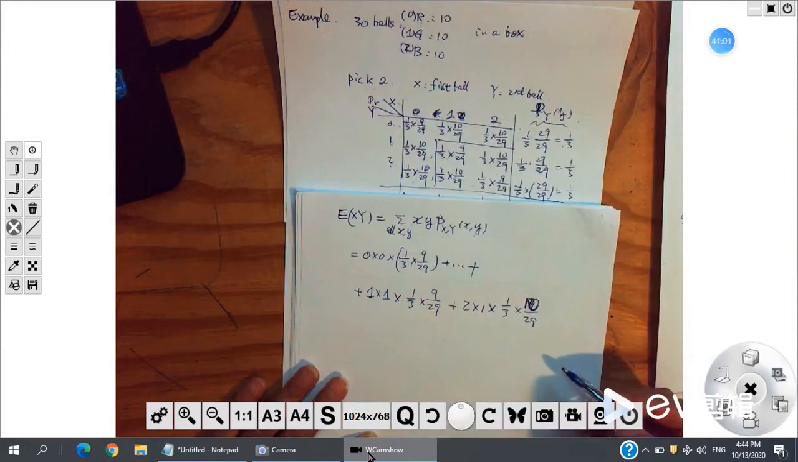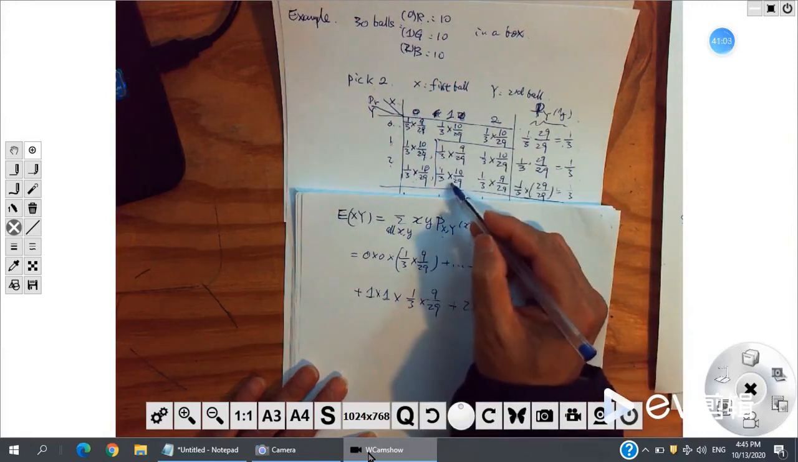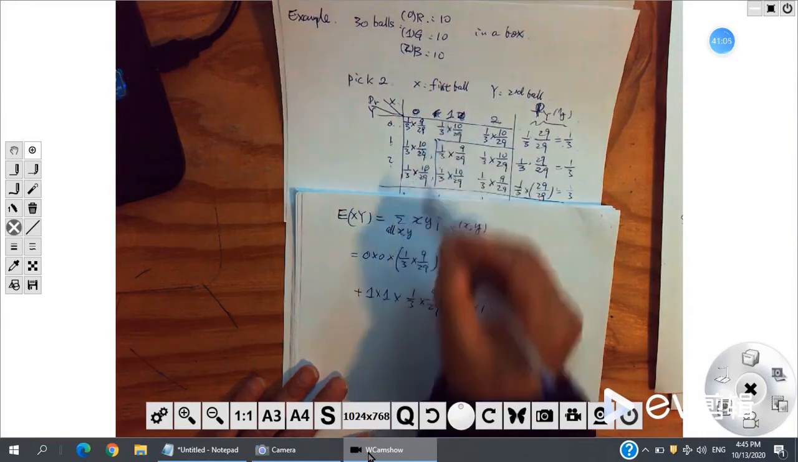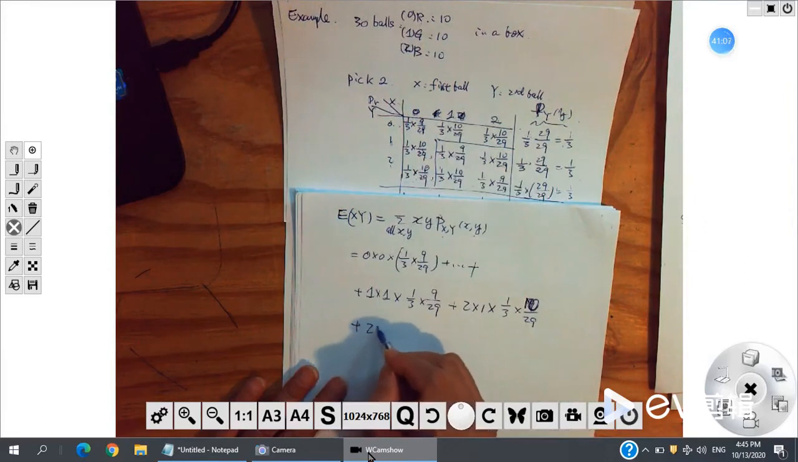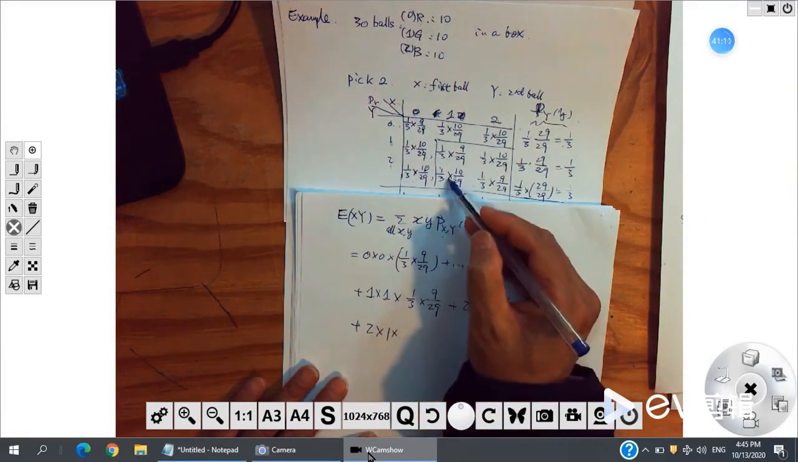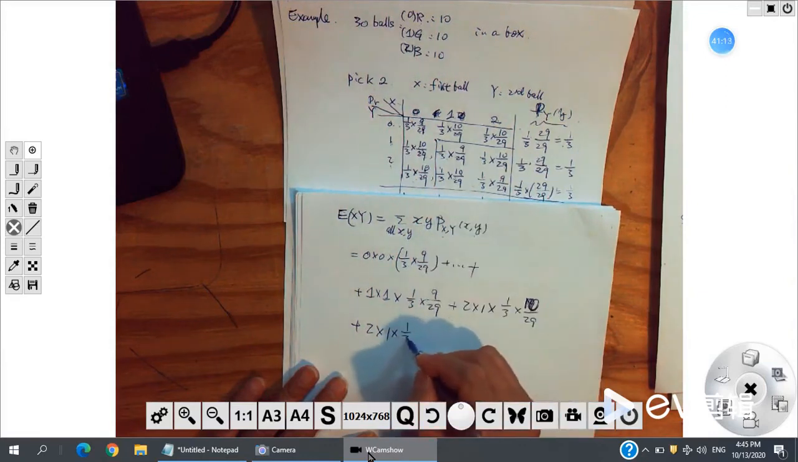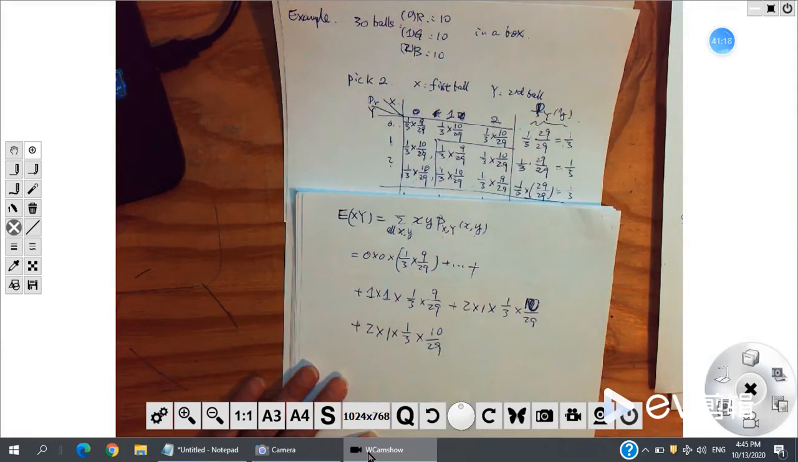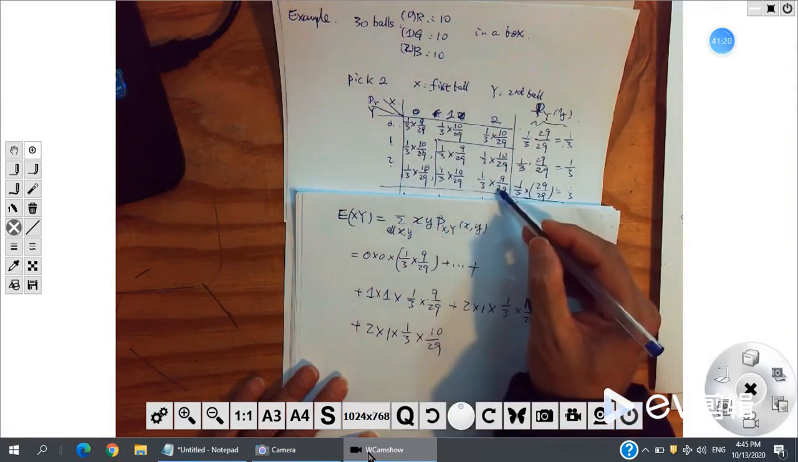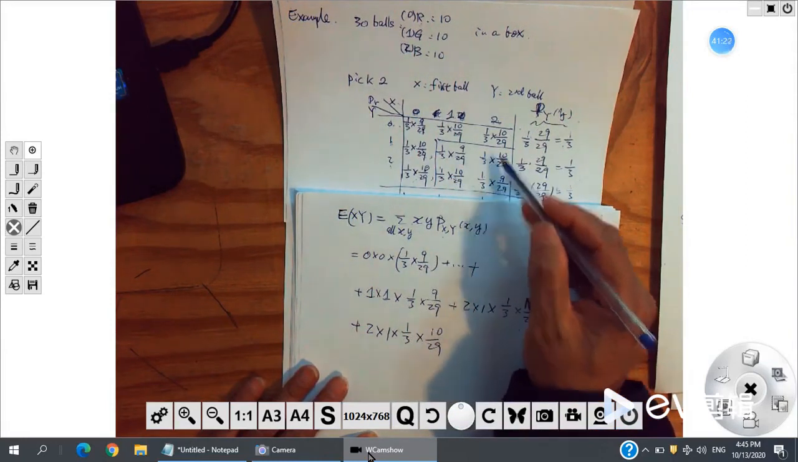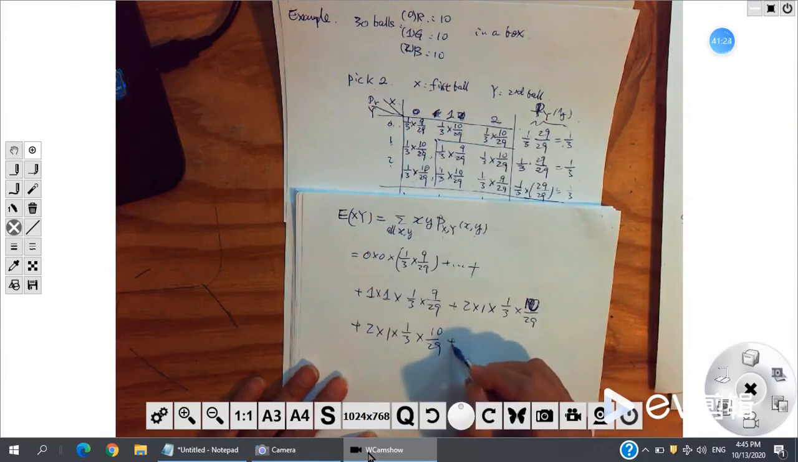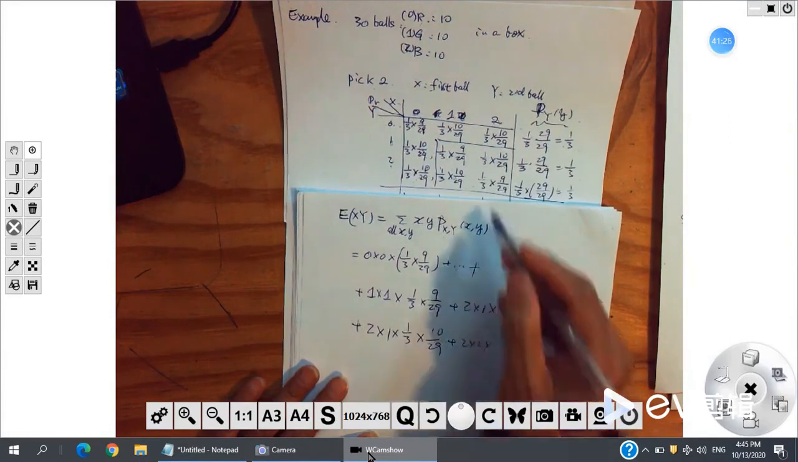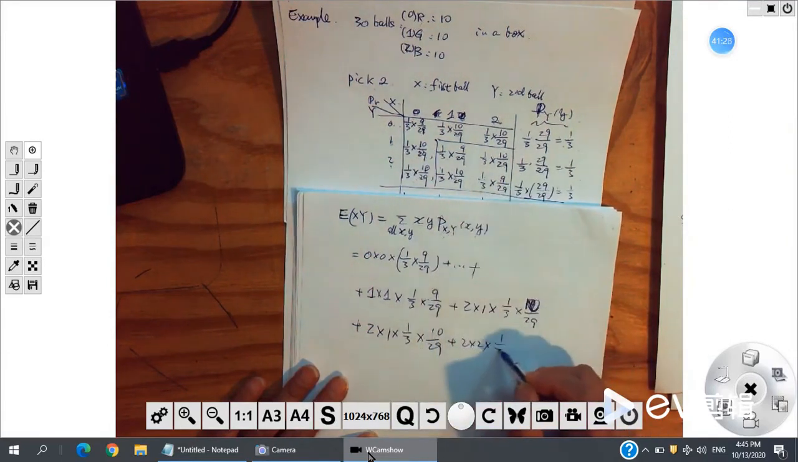All right. And then this element, this is 2, that is 1. So this is plus 2 times 1, and then the probability over here, right? It is 1/3 times 10 over 29. All right. This is this one. And for this one, x, y both are 2. So 2 times 2 times this probability, which is 1/3 times 9 over 29.